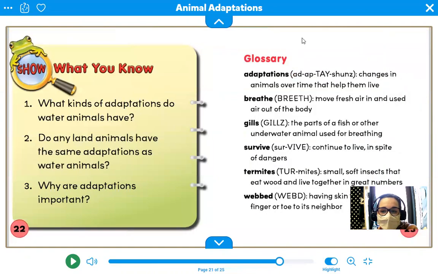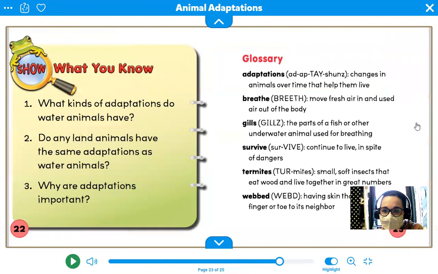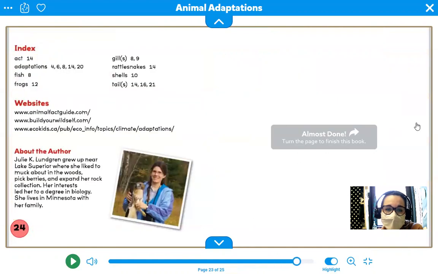All right, and at the back we have the glossary. Remember what the glossary is for. The glossary is where the bold words go. If the author thinks, my reader might not know what this word means, I'm going to put it in the glossary with a definition. And our index shows us that if we want to read about gills, we could go to page 8 and 9. If we want to read about frogs, we go to page 12. If we want to read about tails, we could go to 14, 16, or 21.